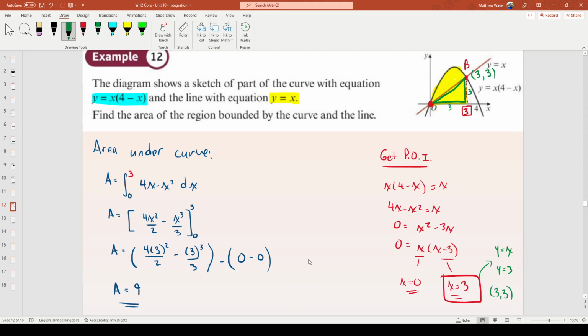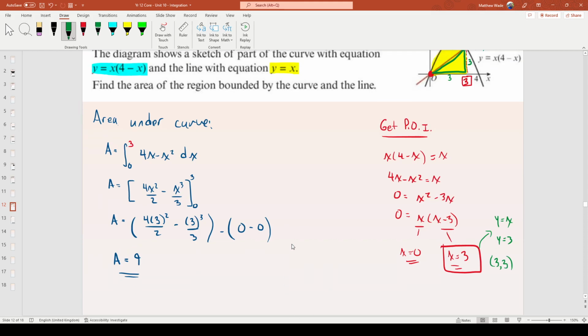And that's it. So area under the curve is that. Area of the triangle now, so let's just squeeze that in here. The area of the triangle, well, it's just going to be this. It's going to be A equals a half times base times height. So half of 9 is 4.5. So A equals 4.5. 9 take 4.5 is going to be your final answer. So yeah, the shaded bit then, is just going to be area equals 9, take 4.5, area equals 4.5.